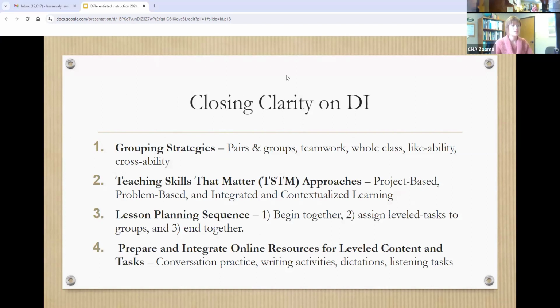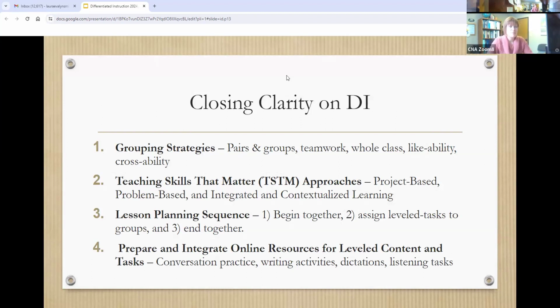Here are a few closing thoughts, hopefully some closing clarity, but really it touches on some of what all of you have already shared in regards to the first point, grouping strategies. One of the strategies that we leverage really consistently in differentiating our instruction. Pairs, groups of 3 are effective. Breakout rooms for online instruction, teamwork, moving from whole class to small group. Likability and crossability is another way to talk about the pairings.